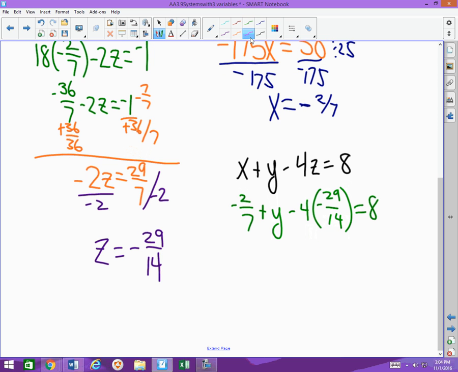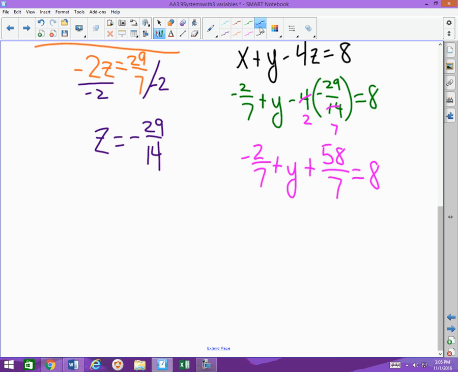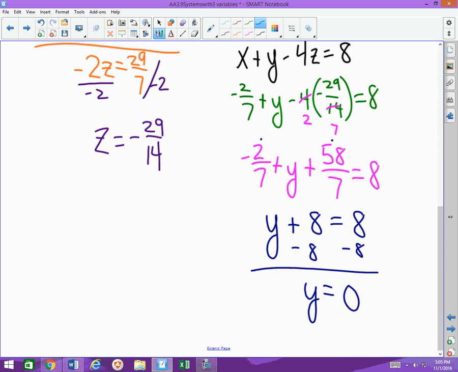And let's see, 2 goes into that, and that becomes a 2, and that's a 7, so negative 2/7 plus y plus 58 over 7 equals 8. And when you combine this and this, you will get y plus 8 equals 8, because 58 minus 2 is 56, divided by 7 is 8. Subtract 8, and y will equal 0.